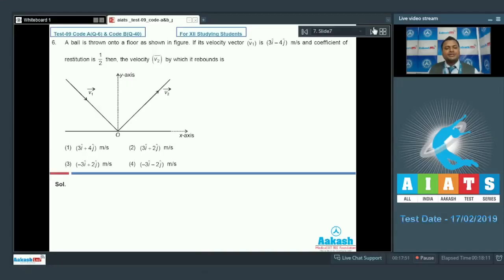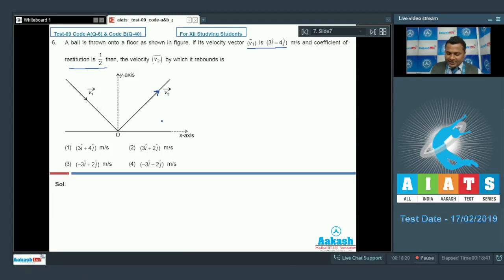So here is question number 6, in which we can see that a ball is thrown onto a floor as shown in figure. If the velocity vector v1 is 3i minus 4j cap and the coefficient of restitution is 1 by 2, then the velocity v2 by which it rebounds will be what? We have to calculate this velocity v2, the velocity after it rebounds.